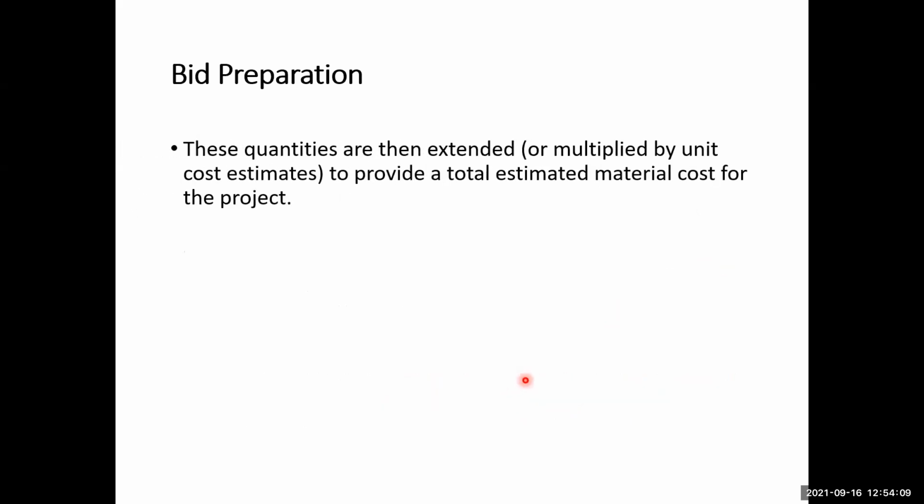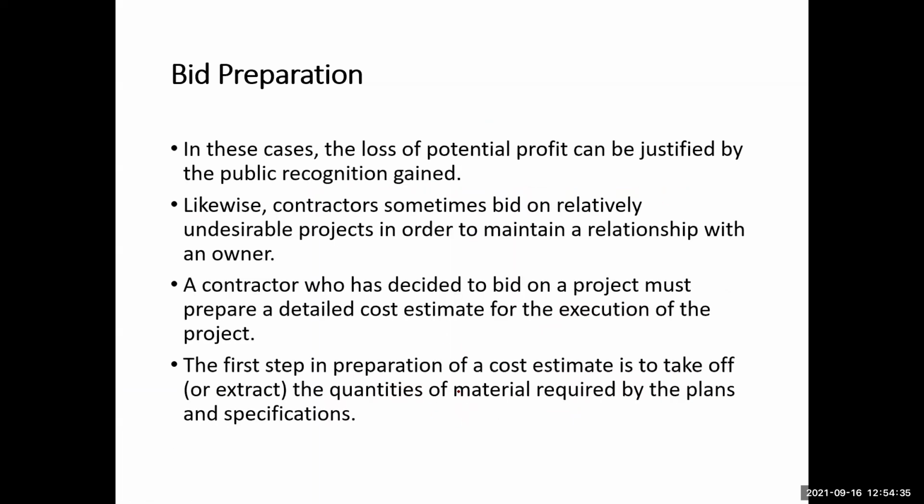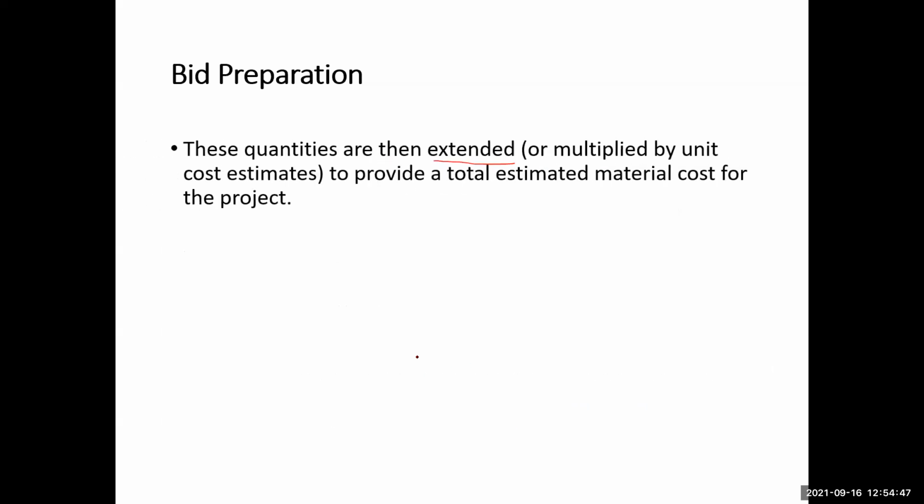Okay, so these quantities are then extended to provide a total estimated material cost for the project. That means extended. There is this term, extension of the taking of the quantities. So extended is one term, and taking of the quantity is another. Taking of the quantity means how much we need. Extended means they are multiplied by the unit costs.